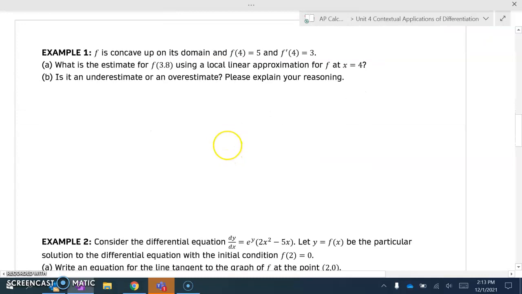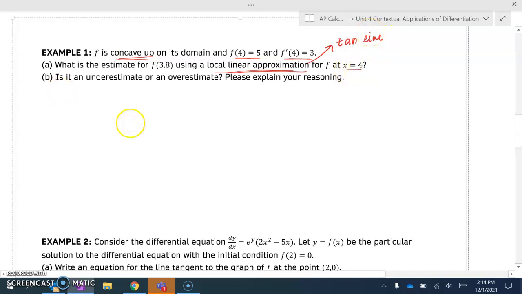All right, let's look at some examples. Example 1: f is concave up on its domain, and f of 4 equals 5, f prime of 4 equals 3. For part A, it says, what is the estimate for f of 3.8 using the local linear approximation? You see that wording right there? Automatically, you should think, okay, I need a tangent line, at x equals 4.